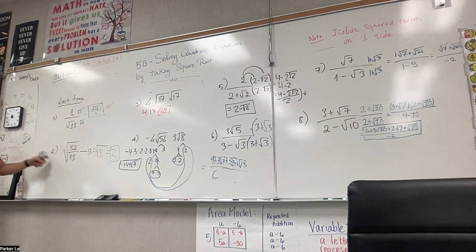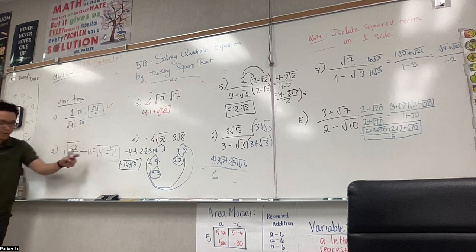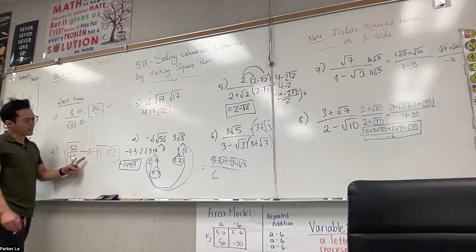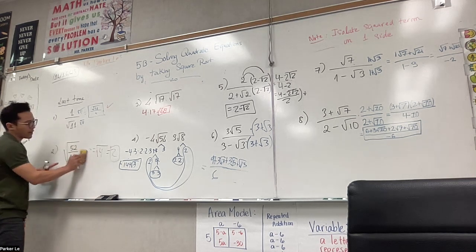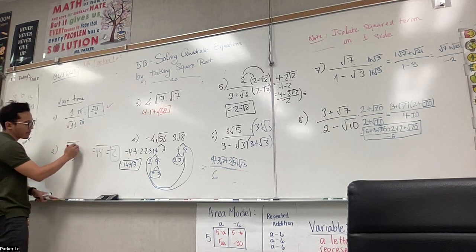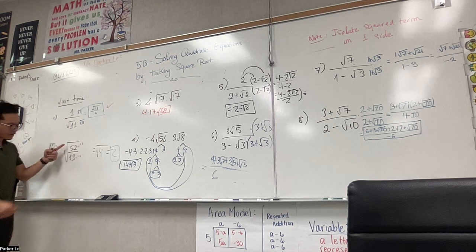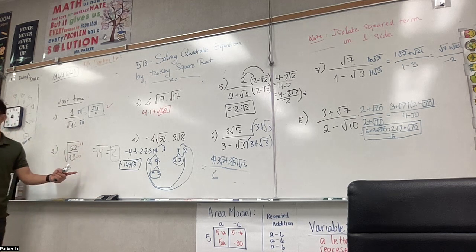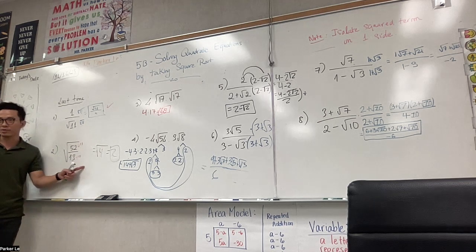Okay. Number two. This is correct. This is correct. But the way you write it, you don't write it. All you can write is divide both. Okay. So 52 divided by 13 is 4. I hope you don't multiply by square root of 13. I hope you don't do that.